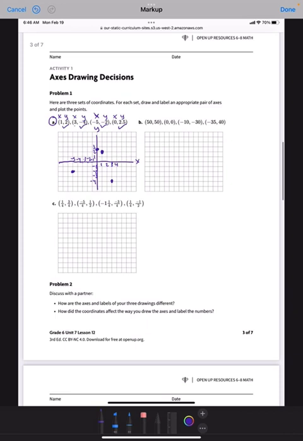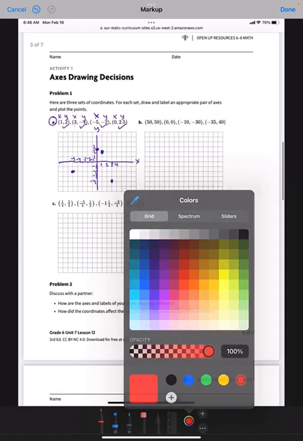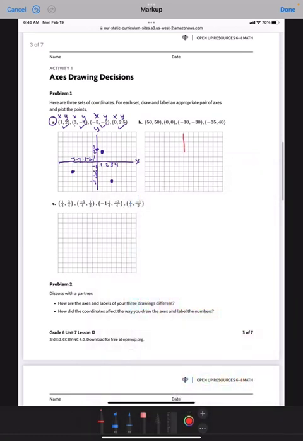I'm going to have you do B, except I'm going to have you figure out what our axis needs to go up by. So draw your axis, label it X and Y. I see 50, I see 10, I see 30, 35, and 40. What would be easiest for us to go up by? Hopefully you said by tens.